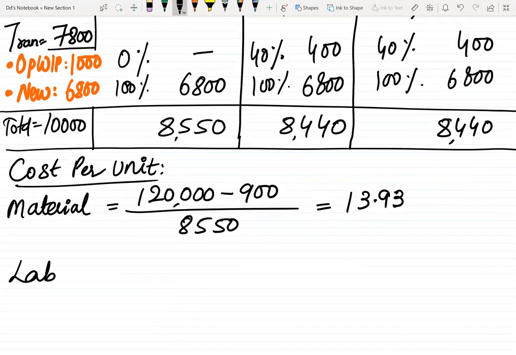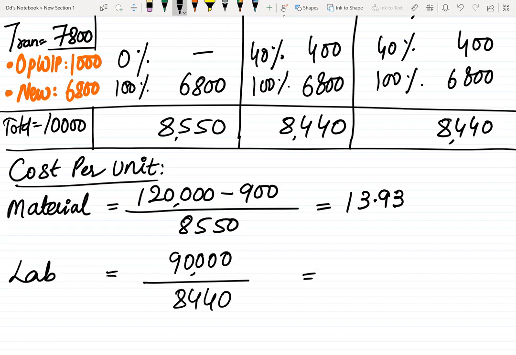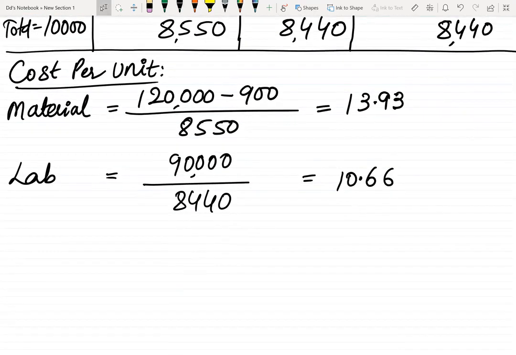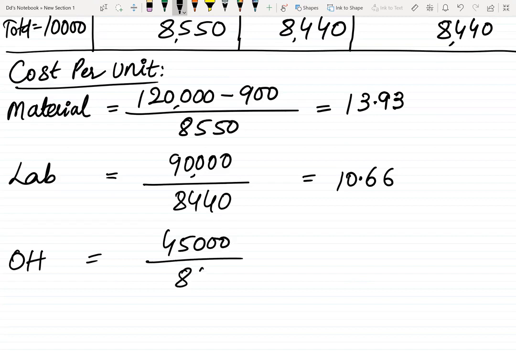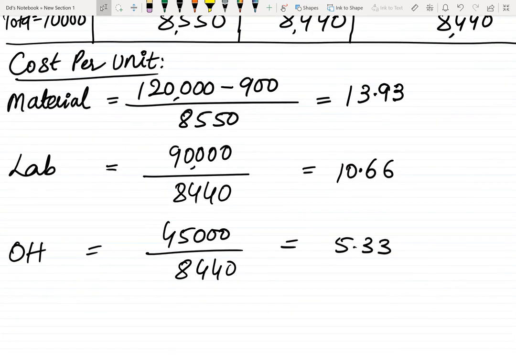Then labor cost. How much is labor cost? Current year only. We are under FIFO. 90,000 to be divided by 8440. That comes to 10.66. If you take 11 also, I am fine. But later, you will have differences. Overheads: 45,000 divided by 8440. This will be 5.33. Okay. Cost per unit is done.